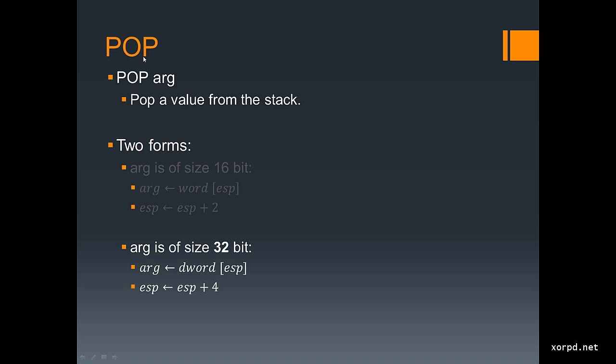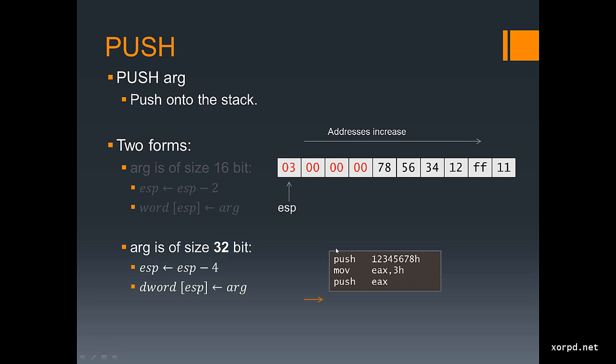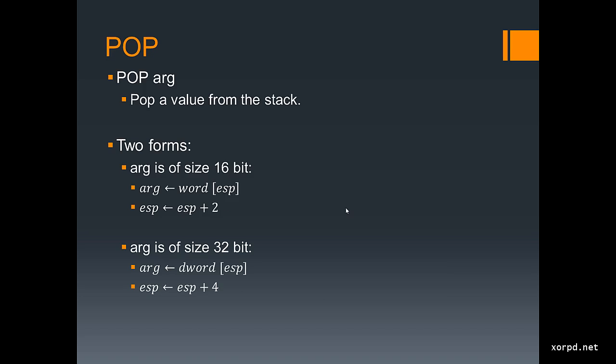I want to note another important difference between push and pop. Note that in the pop instruction, we have this order of operations. We first read from memory, and only then we increase ESP. However, in the push instruction, we first subtract from ESP, and only then we store into the location pointed by ESP. So push and pop are somehow dual instructions. They complement each other.